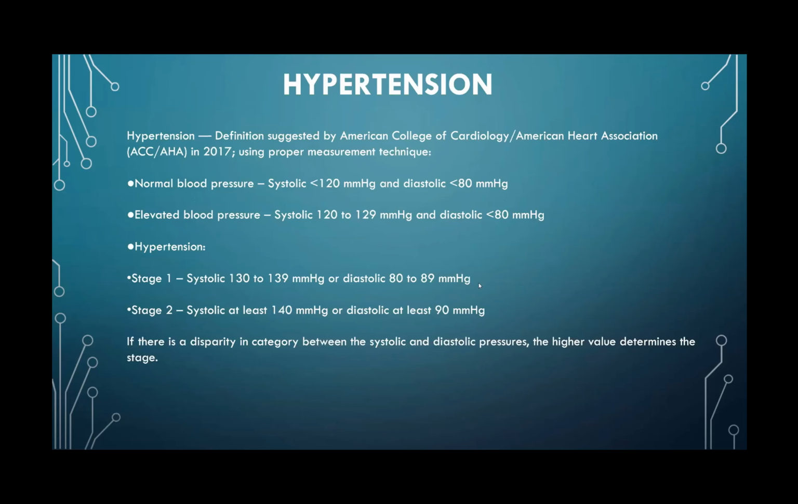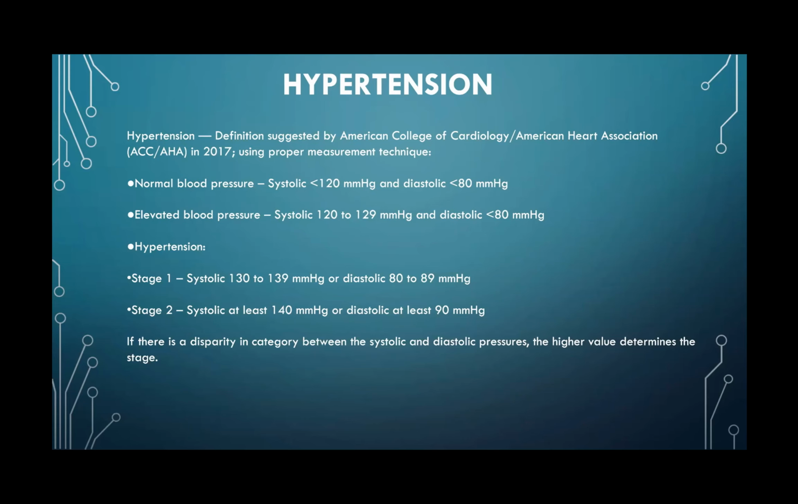The ACC-AHA defines hypertension in two different stages. Stage 1 is where your systolic is between 130 and 139, or a diastolic between 80 and 89. Stage 2 is where your systolic is at least 140 and your diastolic is at least 90. Sometimes there's a disparity, meaning your systolic might lie within stage 1 and your diastolic within stage 2. In those cases, you categorize the patient based on whichever category the higher reading falls in. So if your systolic is 132 but your diastolic is 90, the patient still has stage 2 hypertension.